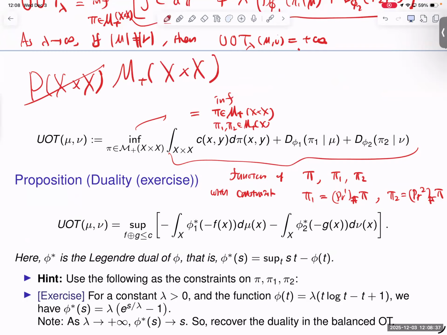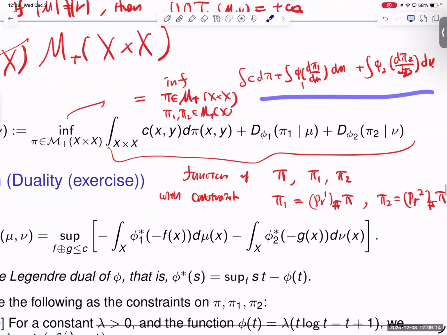And then of this thingy, right? CD pi plus d phi 1, pi 1. Maybe let me just write it this way. So this is integral phi 1 d pi 1 d mu plus integral phi 2 d pi 2 d mu d nu. Okay, I'm ignoring the singular part here.